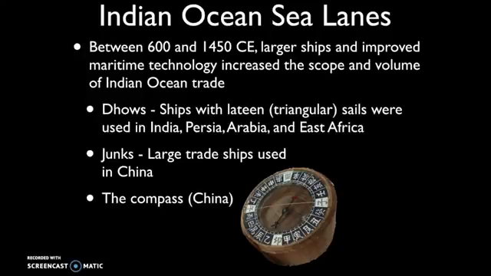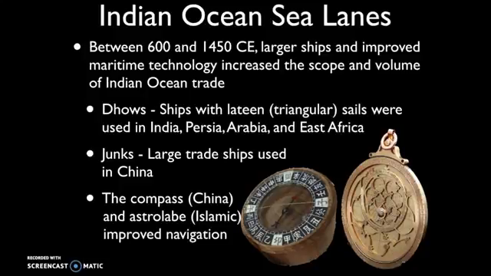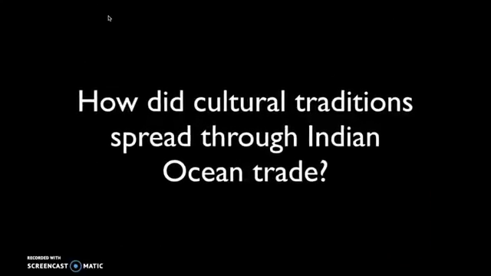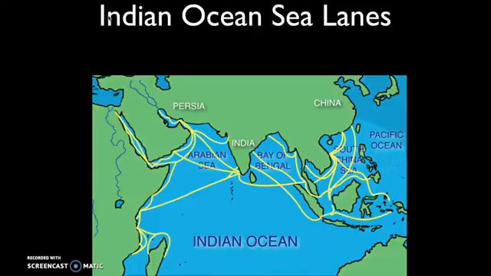Two other technologies that were critical in facilitating Indian Ocean trade were the maritime compass, which was first developed in China and allowed sailors to sail out into open waters, and also the astrolabe, which was first developed by the Greeks but later improved upon by Islamic scholars. The astrolabe is kind of like the iPhone of its day, and it served many different functions, but one of the major purposes was to determine latitude. And latitude is also really helpful when it comes to open water navigation.